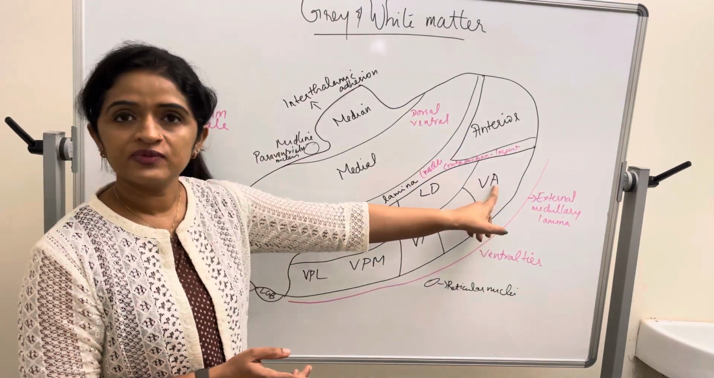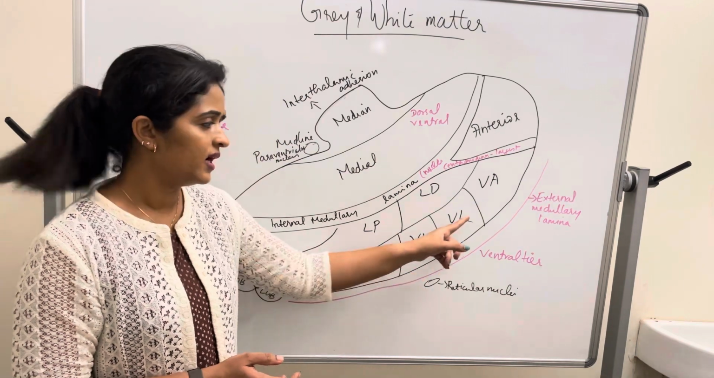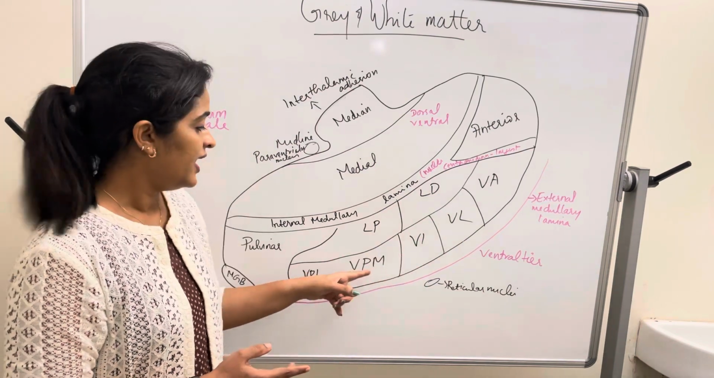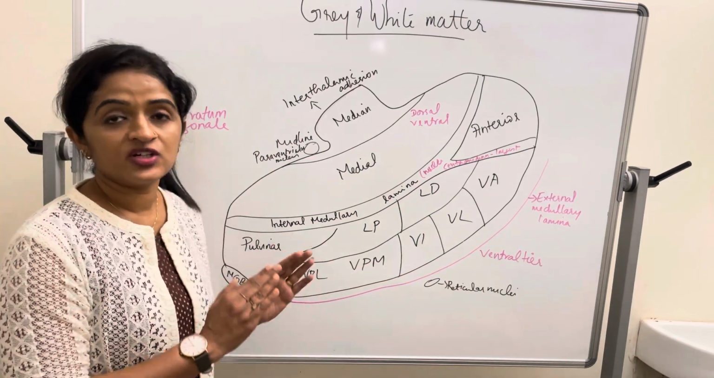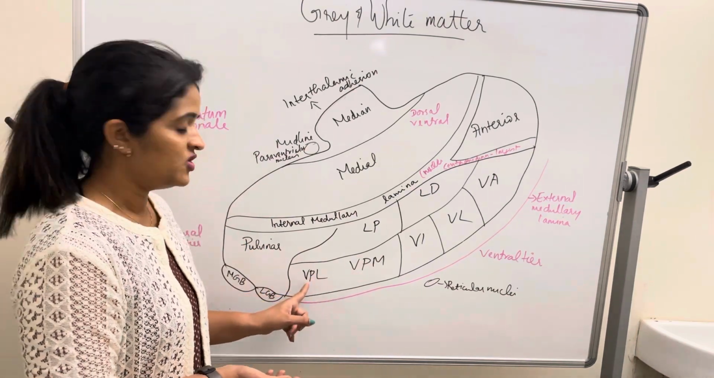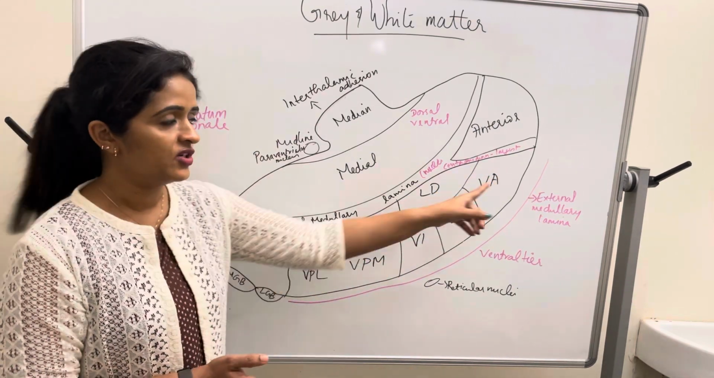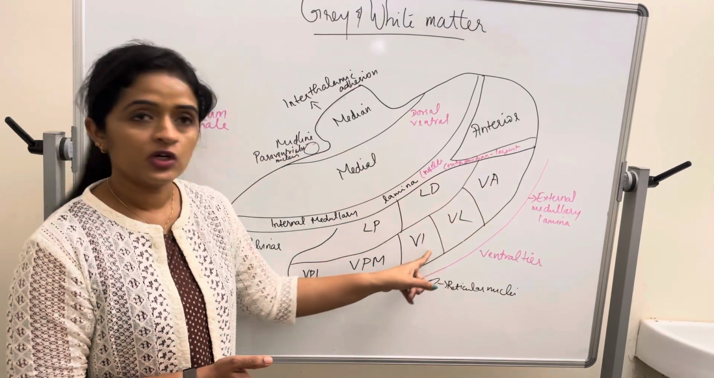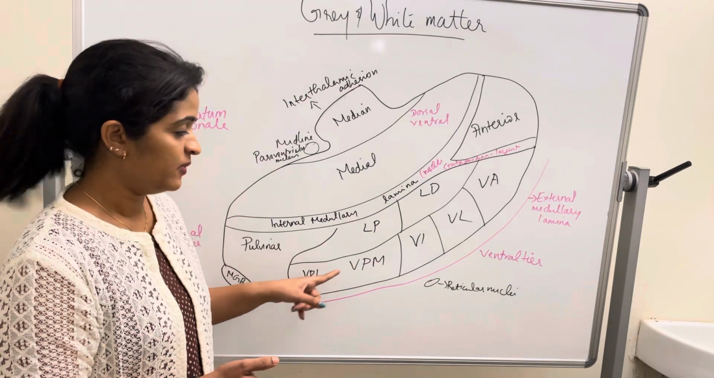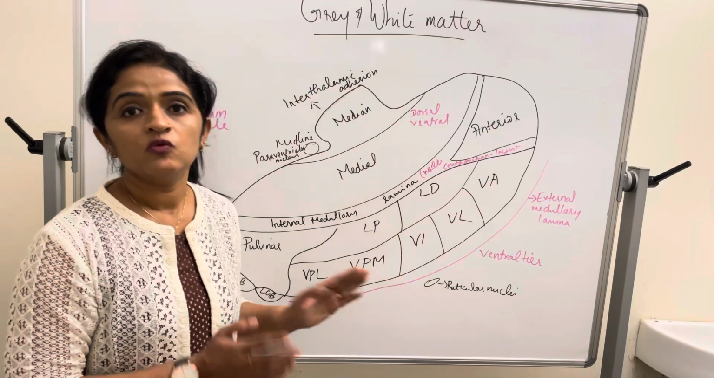Anteriorly you have the ventral anterior. Then VL and VI are actually synonyms: ventral lateral or ventral intermediate. The posterior one is known as ventral posterior, which has got two components: ventral posteromedial and ventral posterolateral. So altogether, ventral anterior, ventral lateral or ventral intermediate, which are synonyms, and the ventral posterior, made up of ventral posteromedial and ventral posterolateral nuclei, you call it the ventral tier.